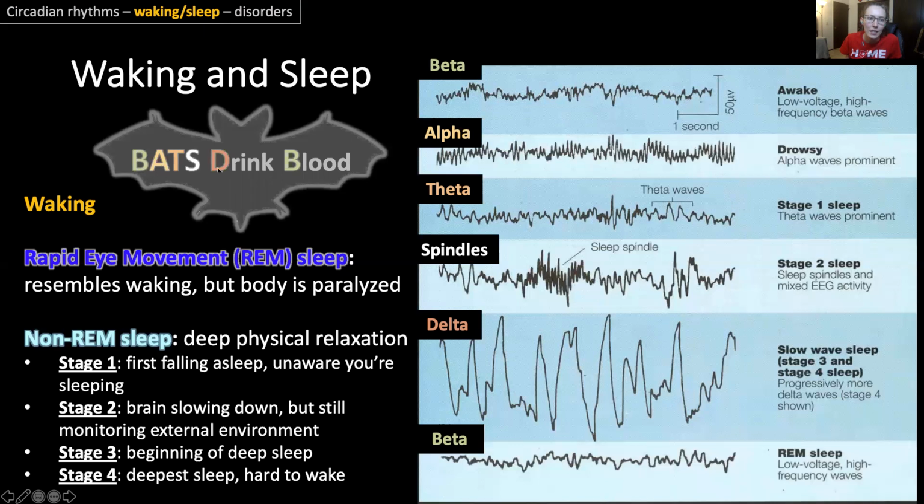And then D stands for delta. Delta lasts a while. And then B stands for beta again. This is REM, and that lasts a little while too. So bats drink blood can help you remember the order of the brain waves throughout the night as you're sleeping.